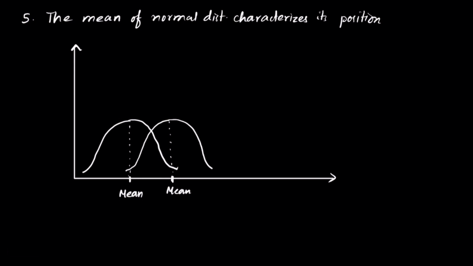So as the mean shifts to the right, the graph shifts to the right as well. If I shift the mean to the left, then the graph is going to shift to the left as well. This is what I mean by the mean of normal distribution characterizes its position.